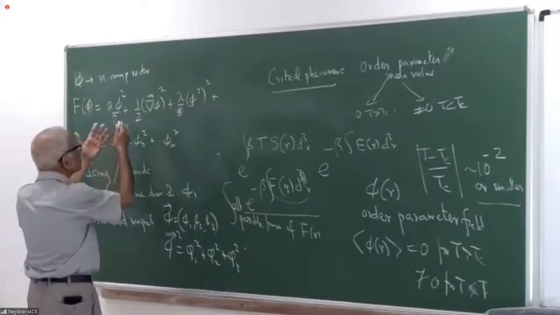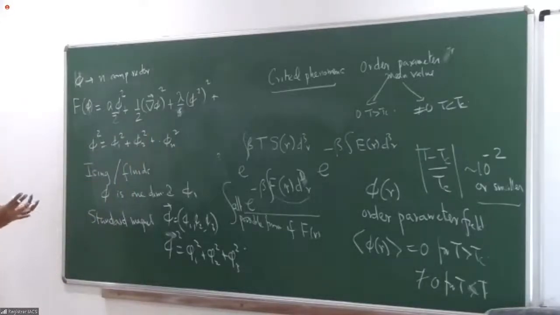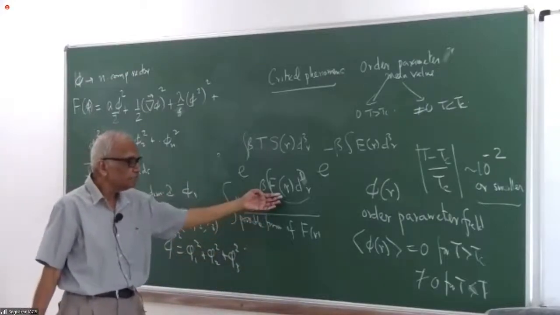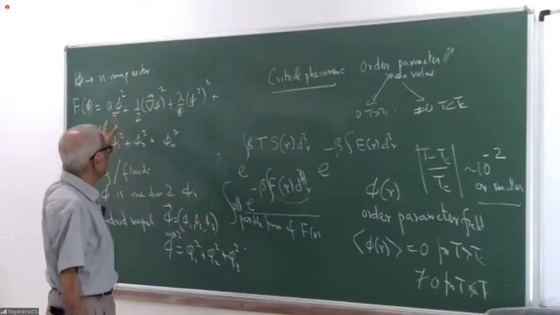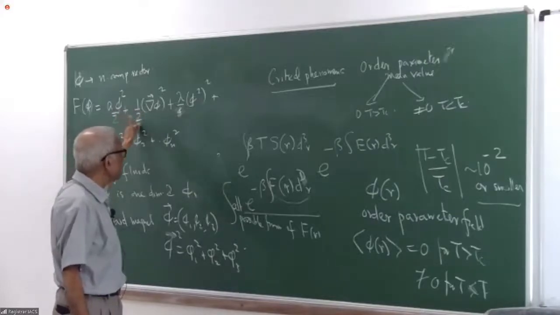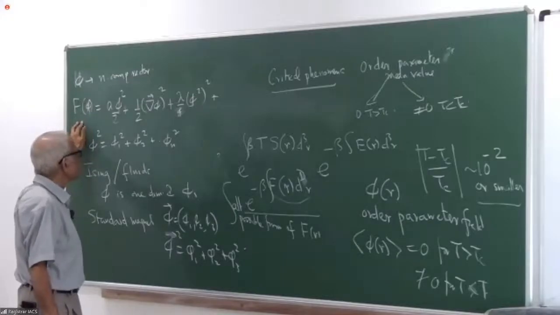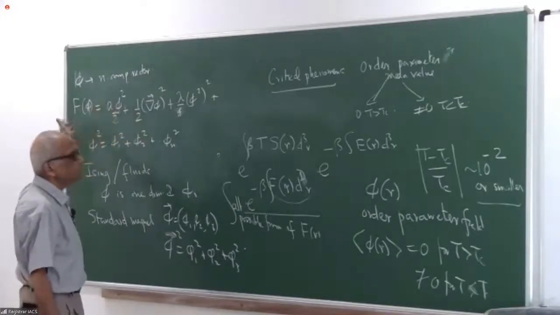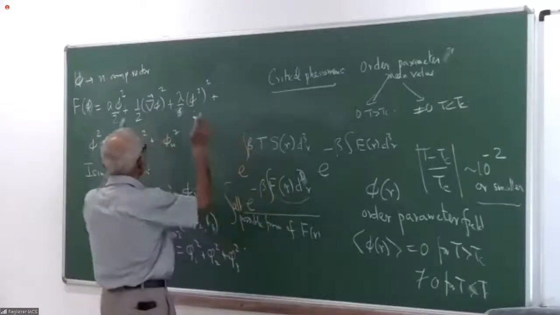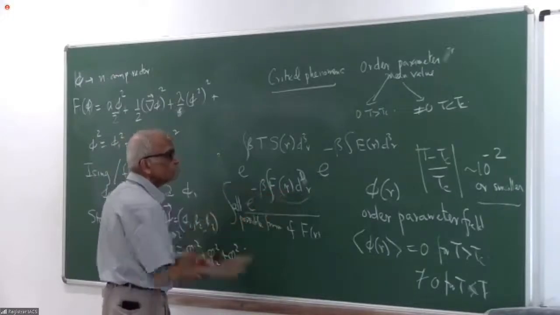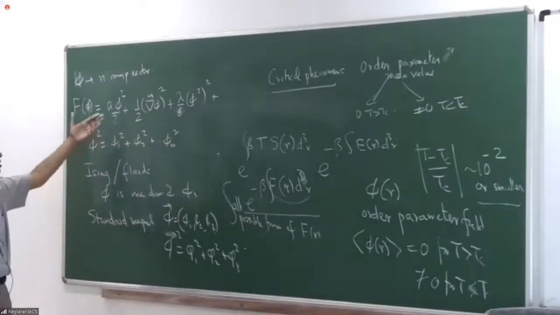Phi of r is the function, which is the magnetization variable, which has different values at different points of space. And f is written down as a functional of this phi over here, which is this, and then integrated over dr. It depends only on phi. So what you have over here is a functional which depends only on phi.